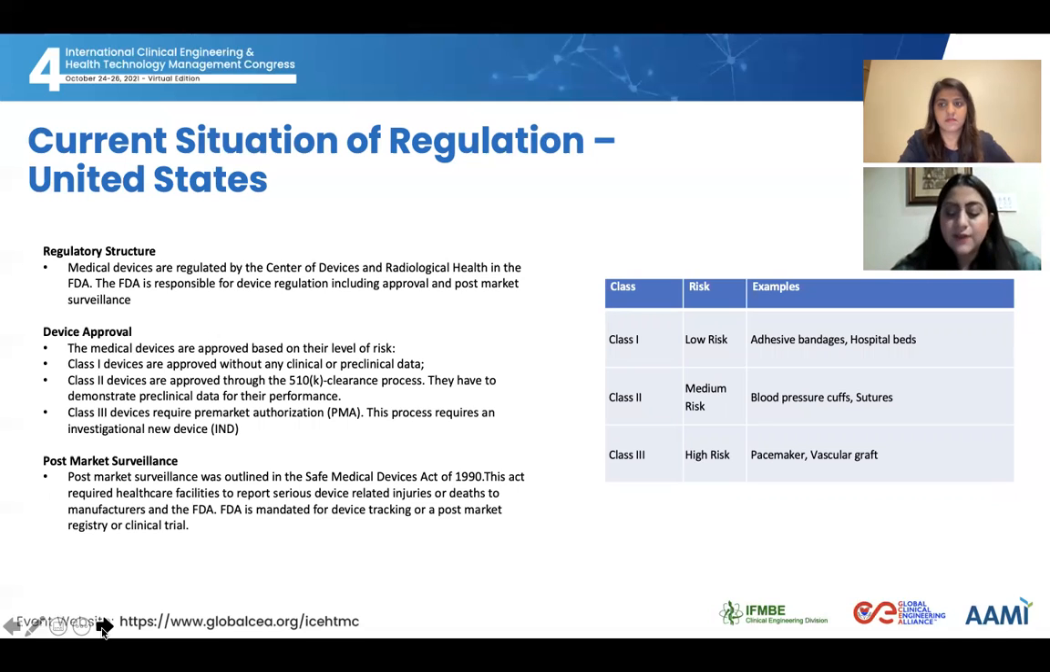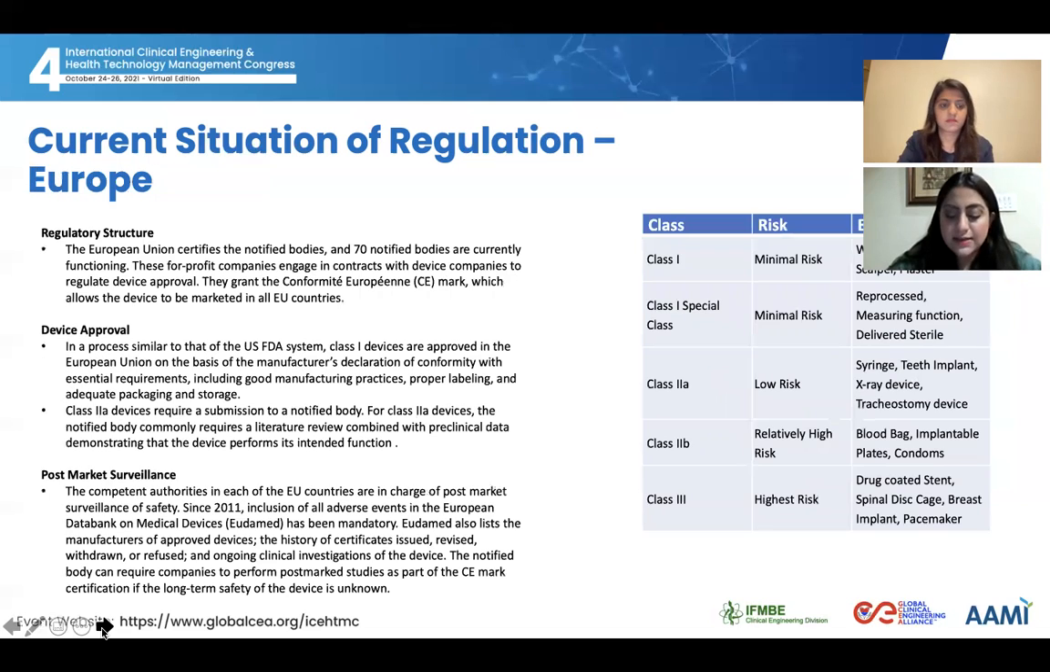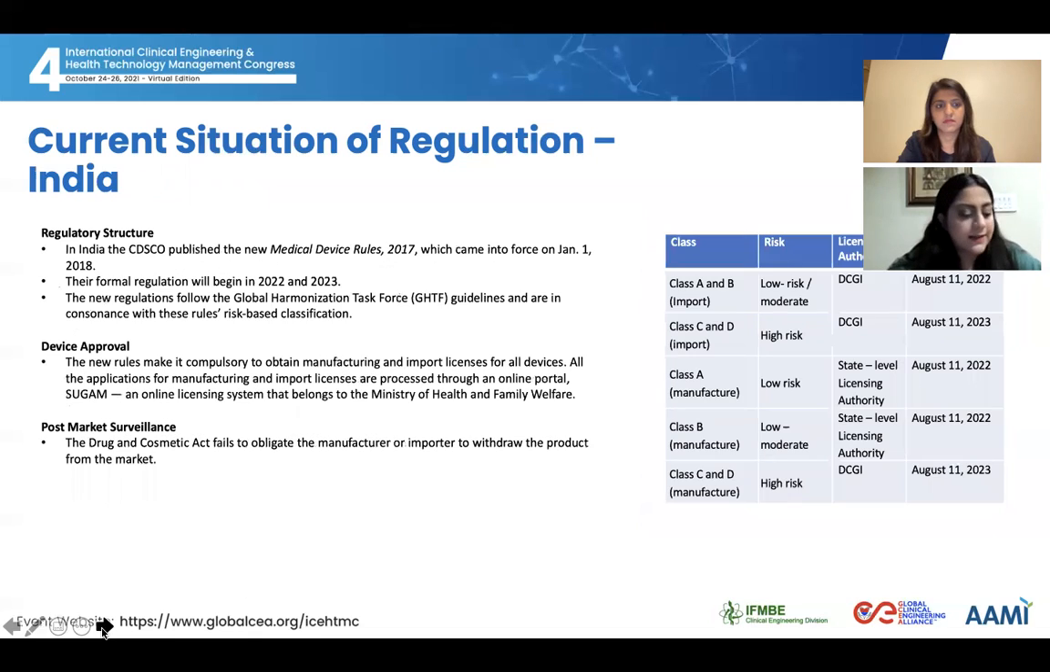In the EU, notified bodies, 70 in particular, grant the Conformité Européenne mark, which allows devices to be marketed in Europe. Class 1, Class 1 Special, Class 2A, 2B, and Class 3, Class 3 being the highest risk. Similar to US FDA, Class 1 devices are approved on the basis of manufacturer declaration of conformity, while others require the notified body for a literature review. For post-market surveillance, competent authorities in the EU are in charge, and EUDAMED is a database of medical devices.